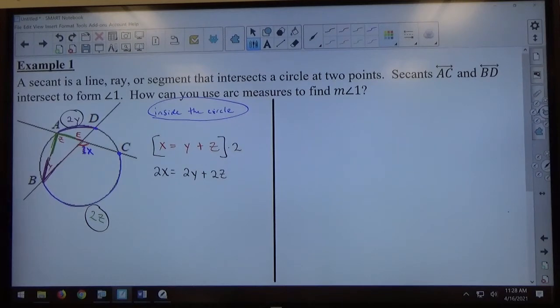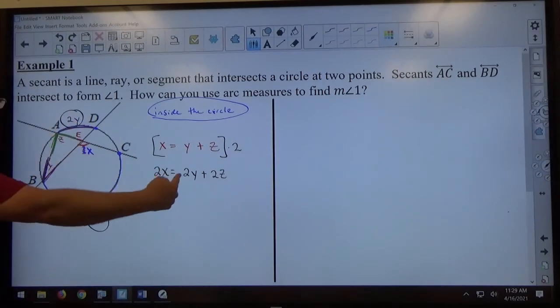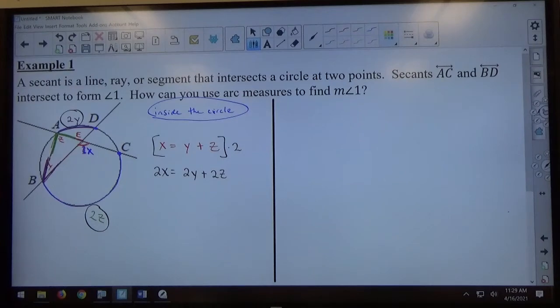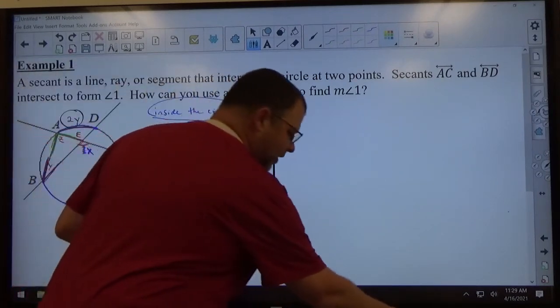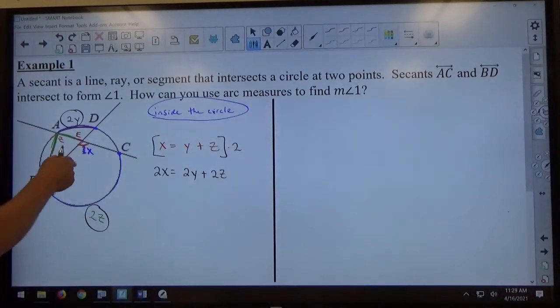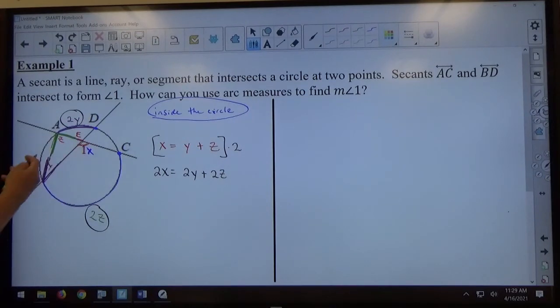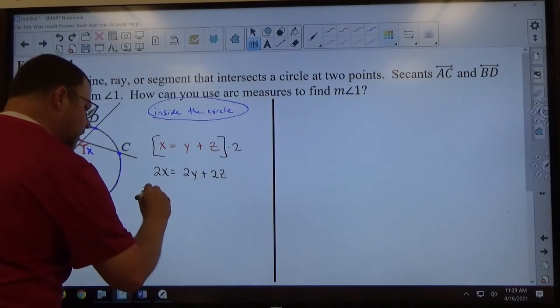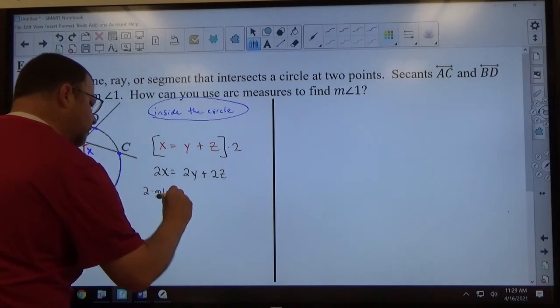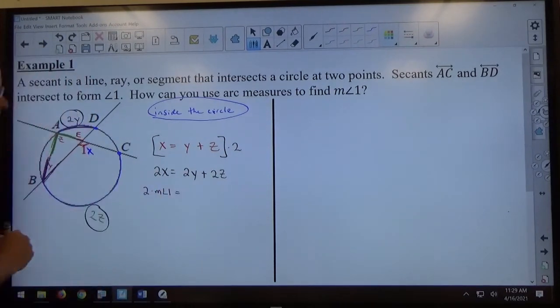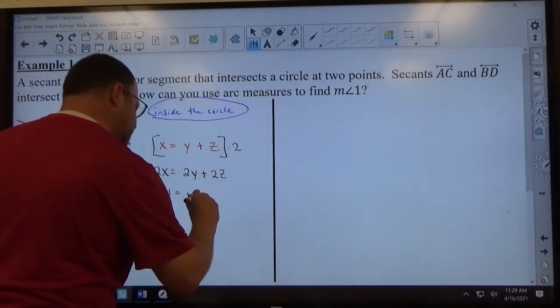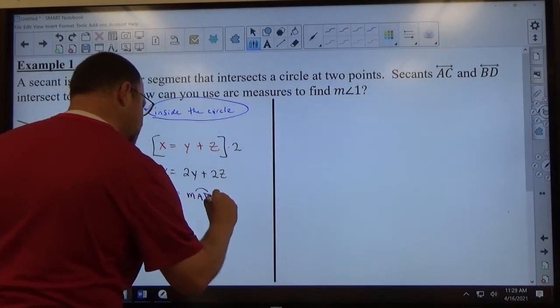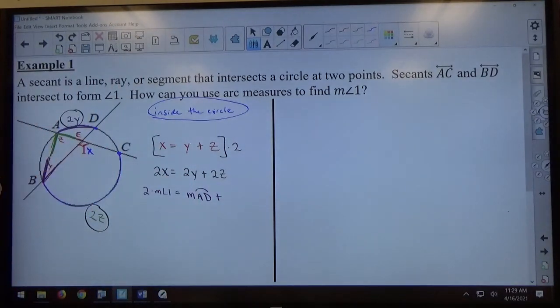Again, I wanted my arc lengths to be in my formula. 2y is an arc measure, and 2z is an arc measure. So now 2y and 2z are in my picture, right? So now if I start replacing things with what they actually are, x is angle 1, right? So 2 times measure of angle 1 equals 2y, which is measure of arc AD, plus 2z, which is measure of arc BC.